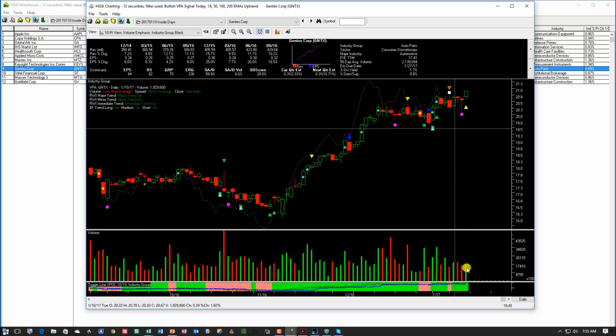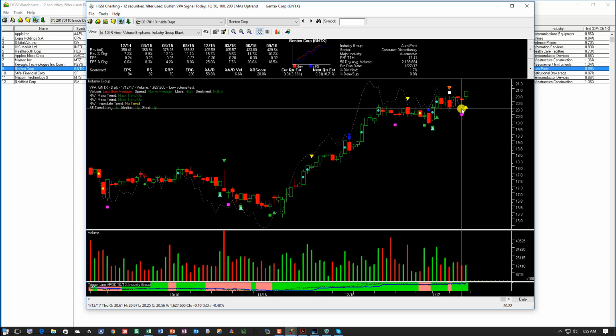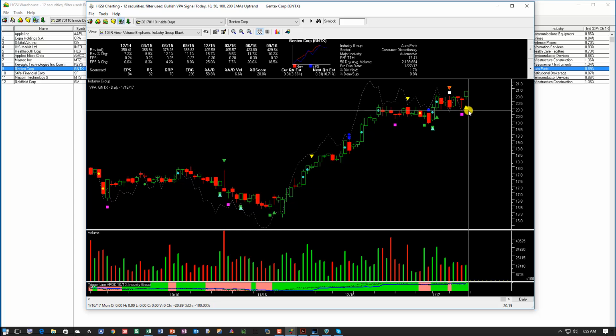A couple of days where volume was somewhat high, but notice where the stock closed. You always want to see where the stock closed within its daily range. And if it closes near the upper part of the daily range, even though it's red, that means there is more buying pressure than selling pressure.